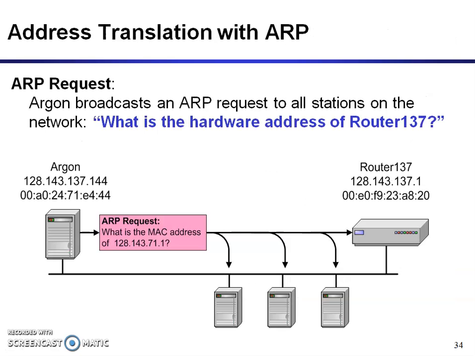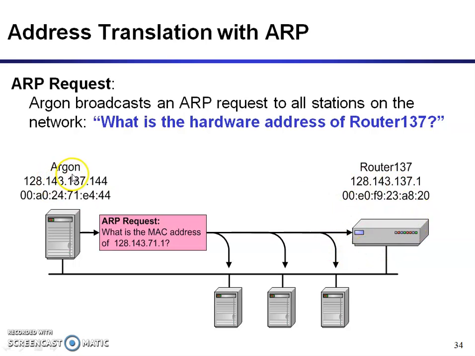We were discussing address translation with the ARP protocol. There are two machines shown in this network. There is a machine called Argon, and there is a router. Argon broadcasts an ARP request to all the stations on the network, asking what is the hardware address of the router. Argon wants to know the hardware address of the router.